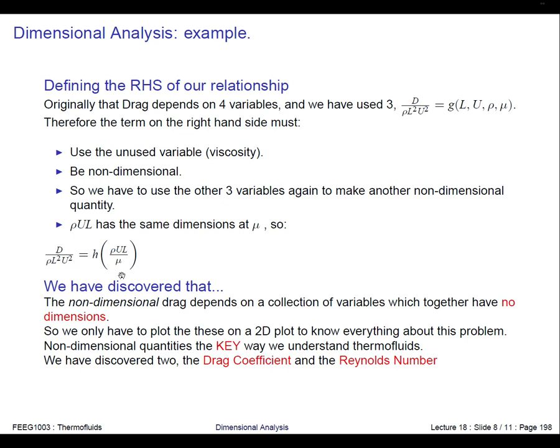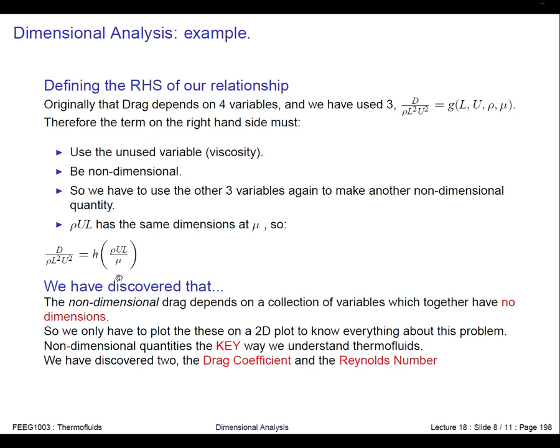Okay, so now I'm saying that the non-dimensional group drag depends on only one group of variables. This is quite interesting because I've changed my four-dimensional design test problem to a one-dimensional test problem. So I don't have to test against length and velocity and density and viscosity separately. I just have to test against this group of variables on its own.